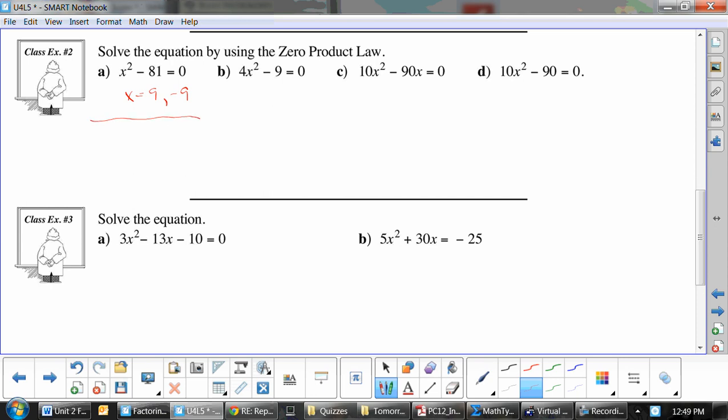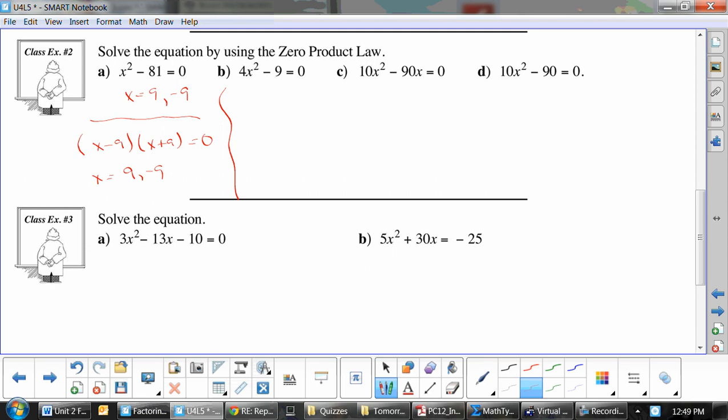Now, x squared minus 81, what do you notice about that? Perfect. It's a difference of squares, right? Difference of perfect squares. So what does that factor out to be? X minus 9, x plus 9 equals 0. So what does x equal? 9 and negative 9. Okay?